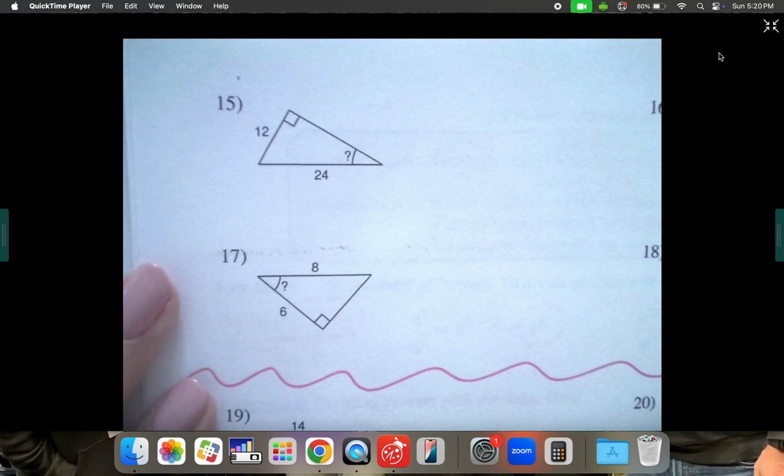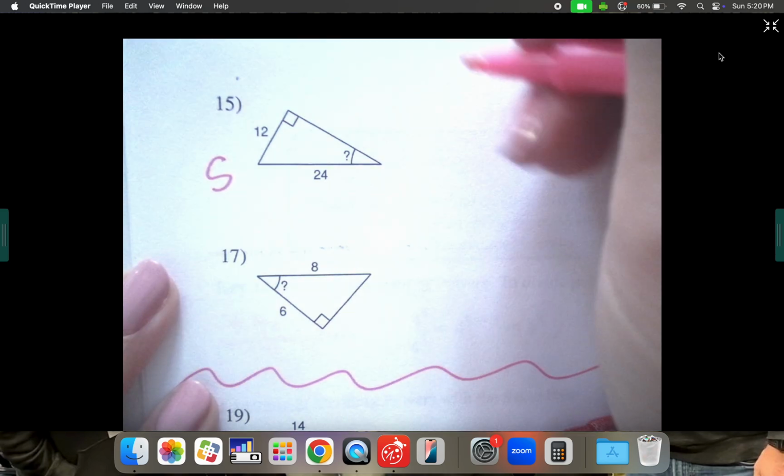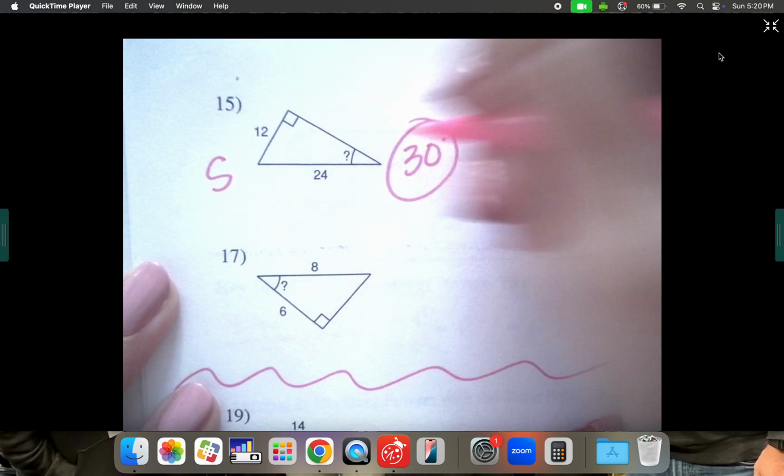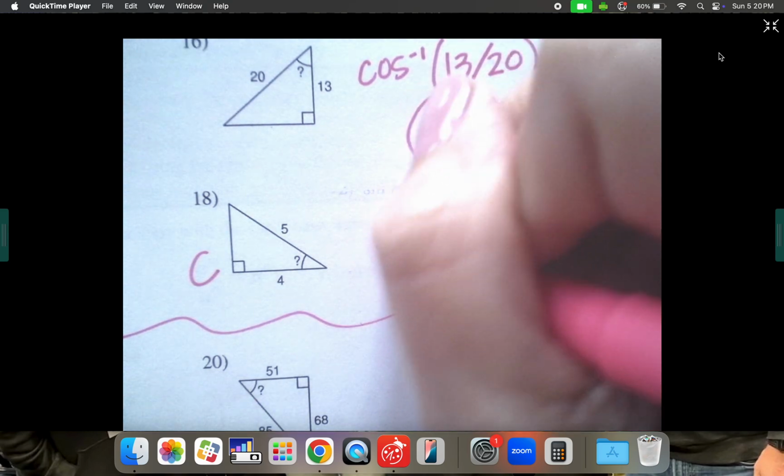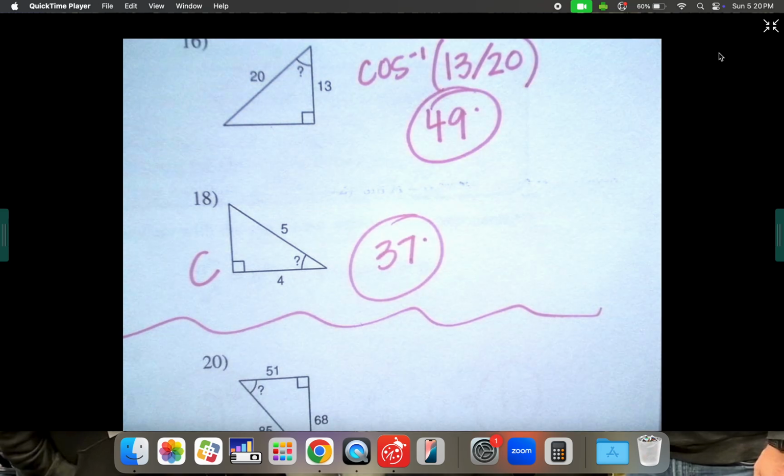And then on the next page, number 15 was sine ratio, also inverse sine, and it was 30 degrees. 17 was cosine inverse, and it was 41 degrees. And then the last one, 18, was also cosine, and it came out to be 37, I think, degrees.